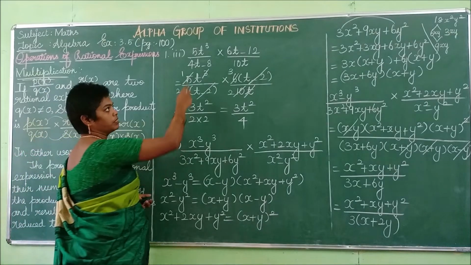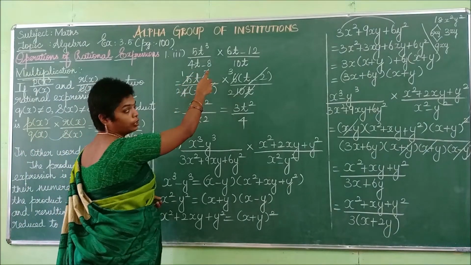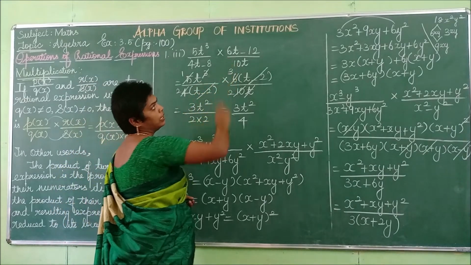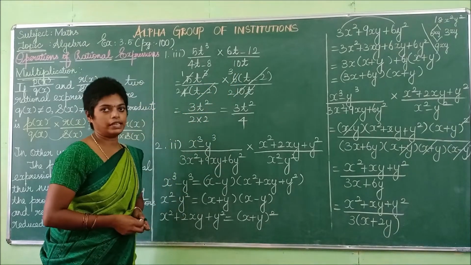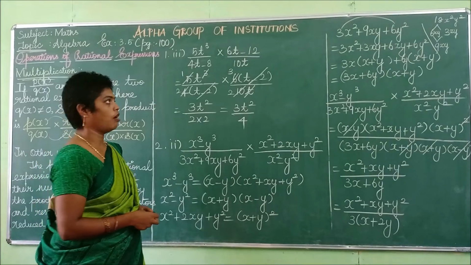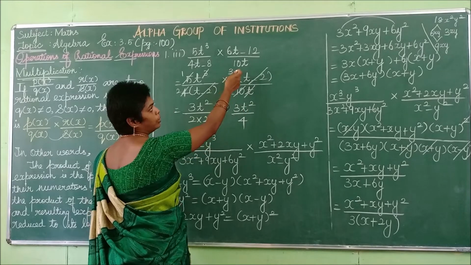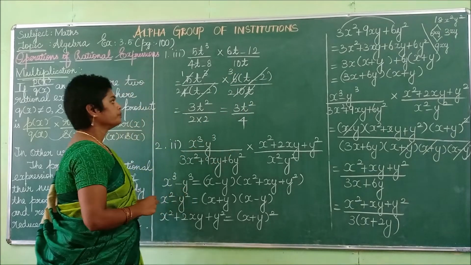What are the remaining terms? Here t is remaining, here 2 is remaining, that is t minus 2. In the same way, 6 and 12 come in the 6 table, so you can take 6 as common. What are the remaining terms? t minus 2. Then the term below is 10t.